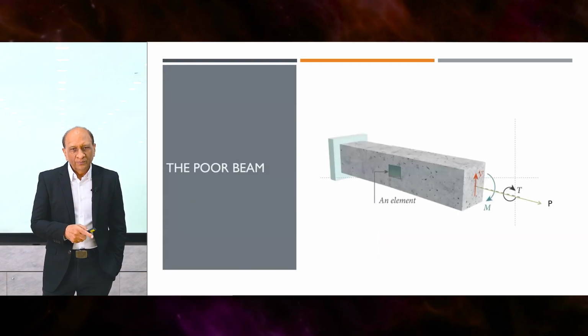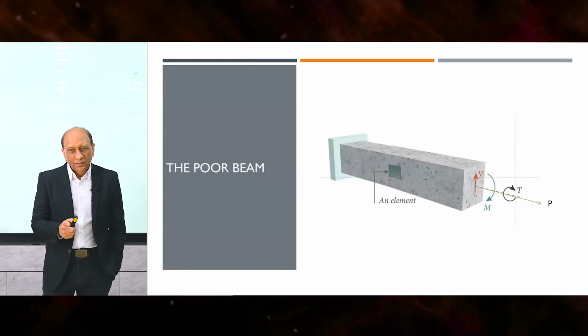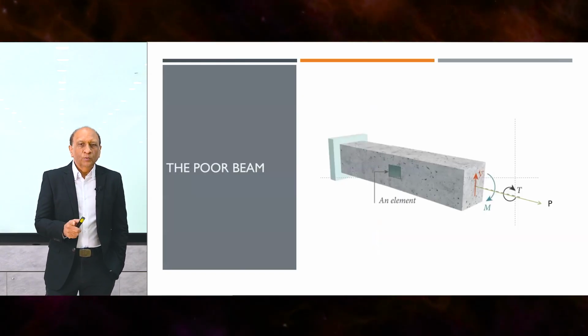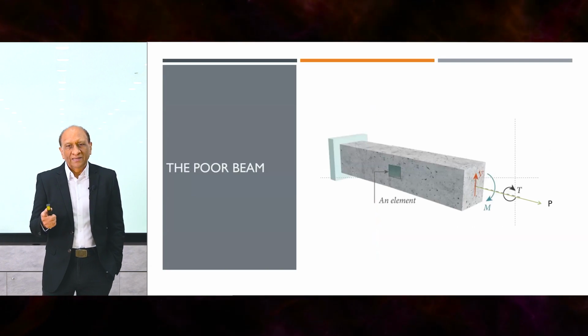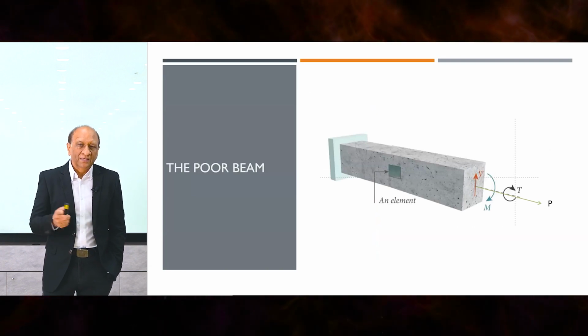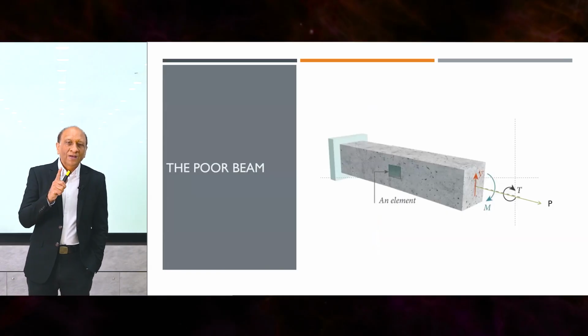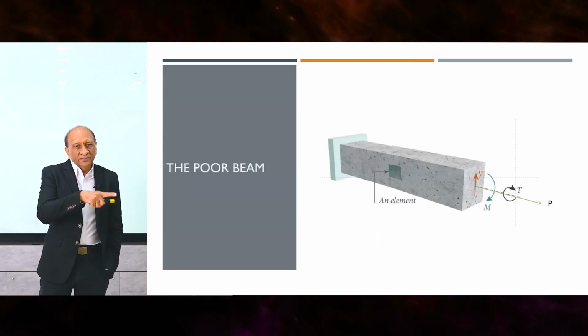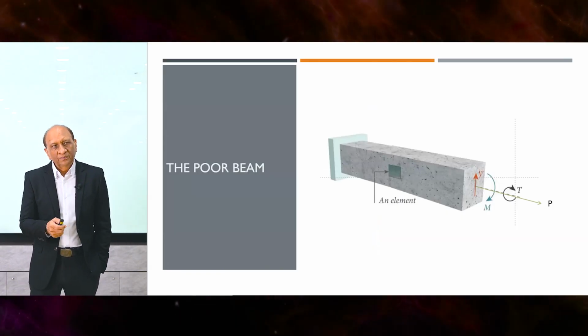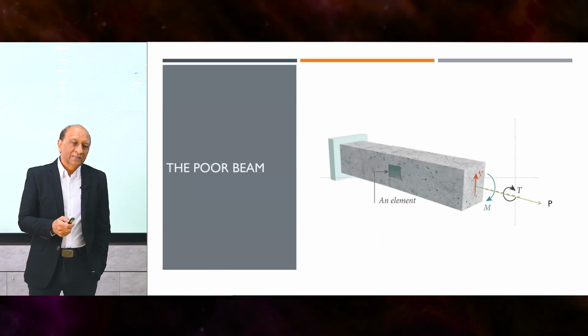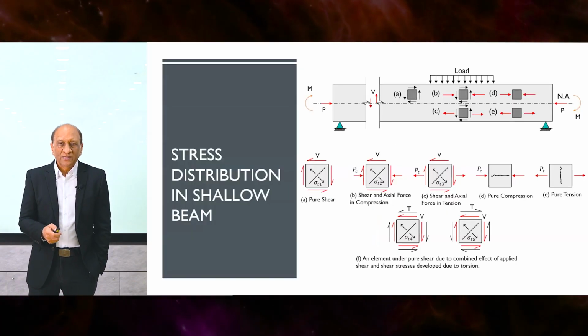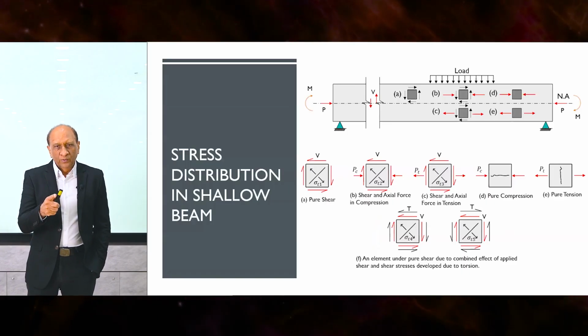Now look at this poor beam. This is subjected to axial load, torsion, bending moment, and shear, and probably double moment and double shear can also be done in a typical 3D element. So if you have a beam like this, and there's an element at the face of this beam, you will see that that element is undergoing many stresses. So here's a simplified version of that.